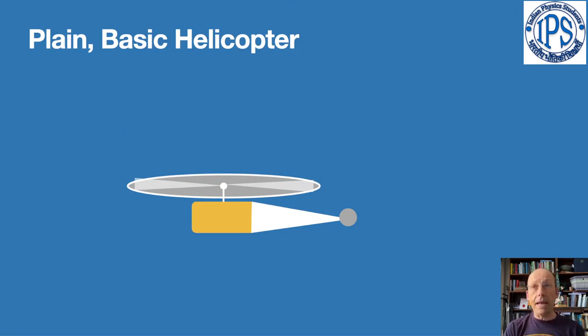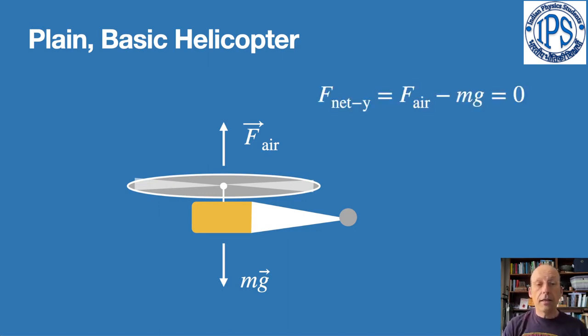So here's your basic helicopter. I drew this. We have a downward gravitational force, and then the rotors rotate in a way to have an upwards pushing air force on the helicopter. If it's hovering, then these two forces have to be equal in the y direction. The air pushing up and gravity pushing down have to sum to 0. So those two are equal.